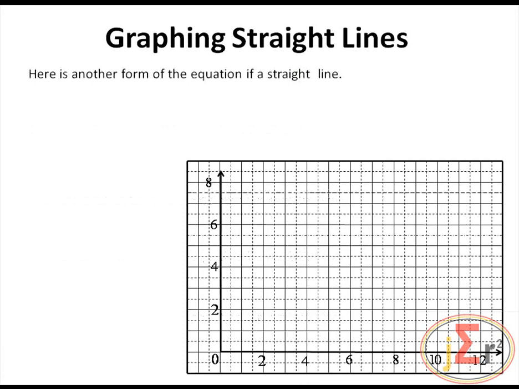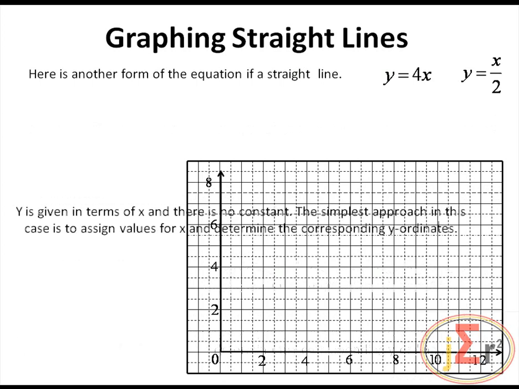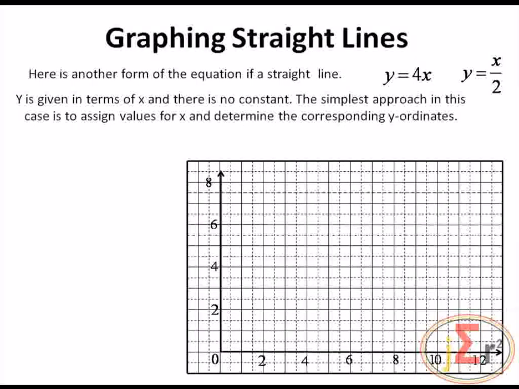So here we're going to graph another line. Here's another form of the equation of a straight line. y is equal to 4x, or y is equal to x over 2. So we have y on one side, x on the other side, and we do not have a constant value. So we may graph those lines also. Let's see how easy we can graph a line that looks like that. So y is given in terms of x, and there is no constant. The simplest approach in this case is to assign values for x and determine the corresponding y ordinates.